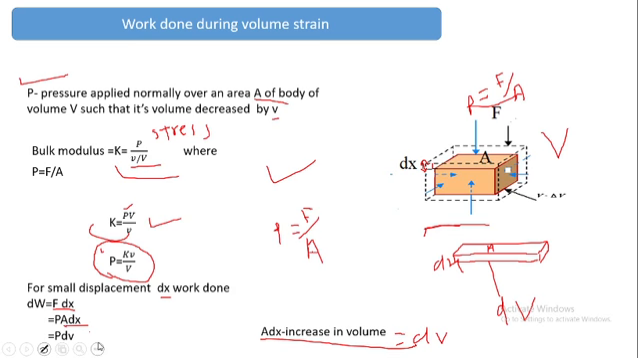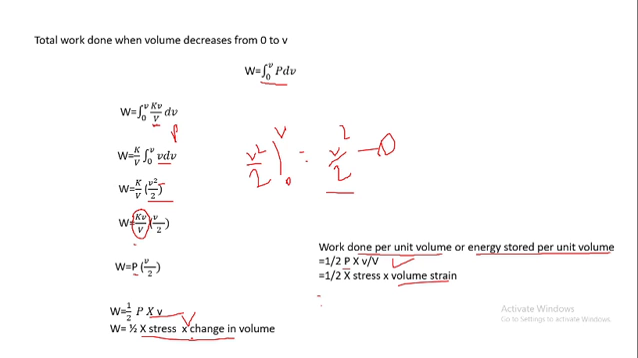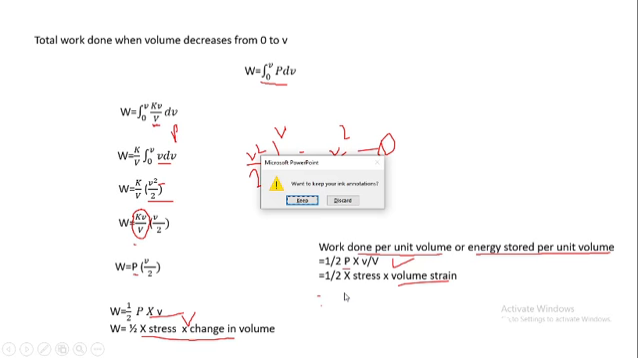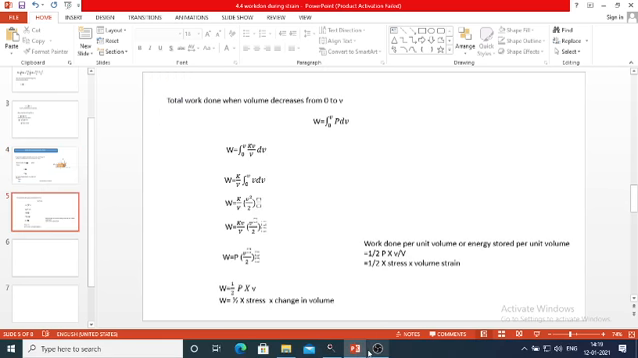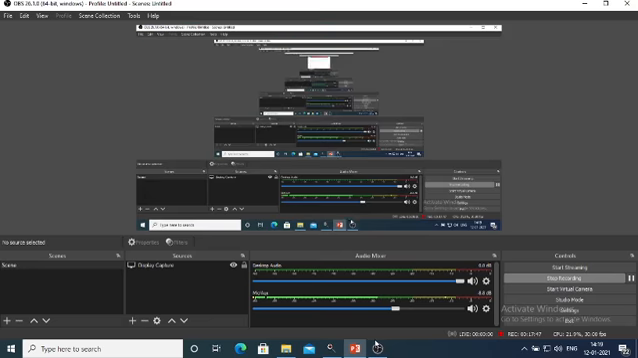So we have this dV, which is the increase or change in the volume. You can determine the work done by integration, so we get the total work done. And the last equation is 1/2 into stress into strain. So this is about today's work done during the longitudinal strain and volume strain. You should study it or read it. Thank you.